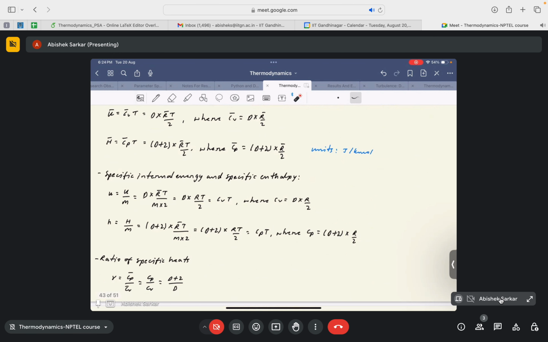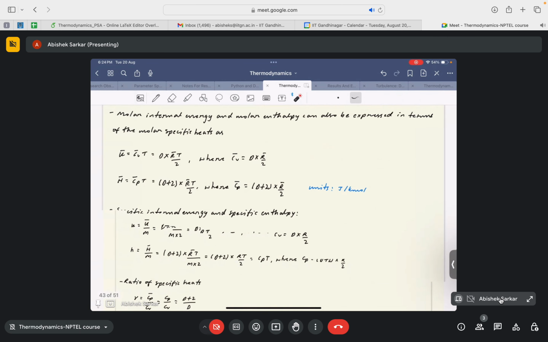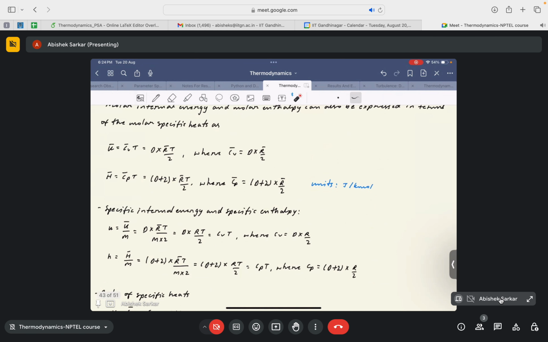Okay, then the specific internal energy and the specific enthalpy can be derived as small u is equal to capital U bar by the molar mass. I forgot the bar here, so I need to write the bar signs here as well. Then U bar was D into R bar T by 2, so for the specific internal energy we just divide it by the molar mass. Once you do that we get that small u, the specific internal energy, is equal to D into RT by 2, where now R is the specific gas constant, which is equal to Cv into T. So here Cv would be equal to D into R by 2.